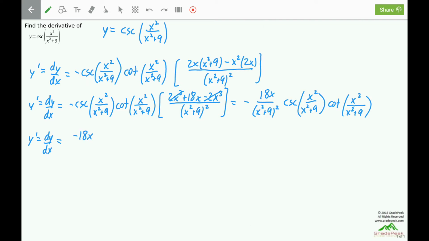Negative 18x cosecant of x squared over x squared plus 9 times cotangent of x squared over x squared plus 9, and the entire thing divided by the x squared plus 9 quantity squared. And the negative can go either to the numerator or denominator, or just sit in front of it. The overall expression is negative. There are two different ways to write the derivative y prime or dy dx.